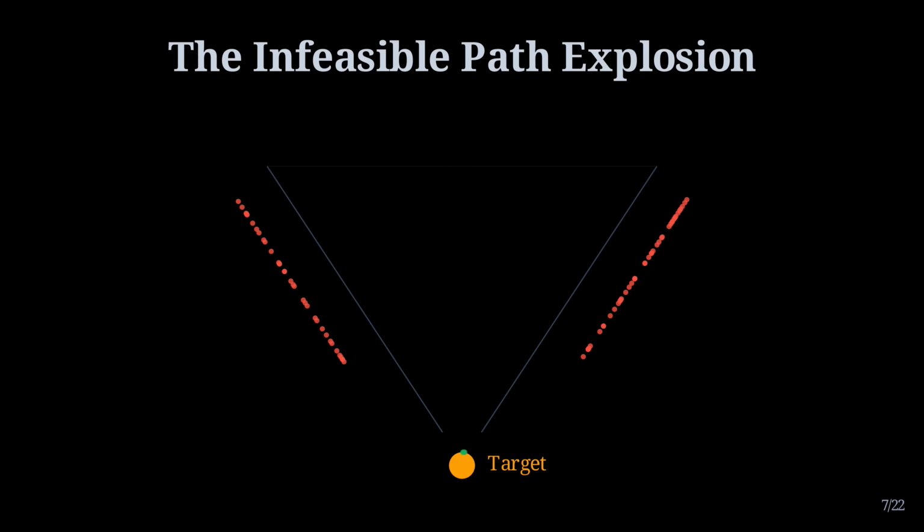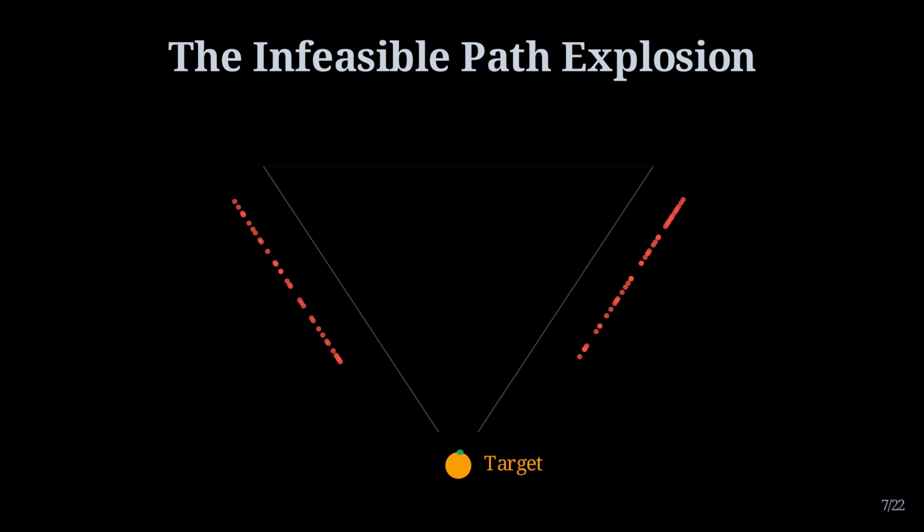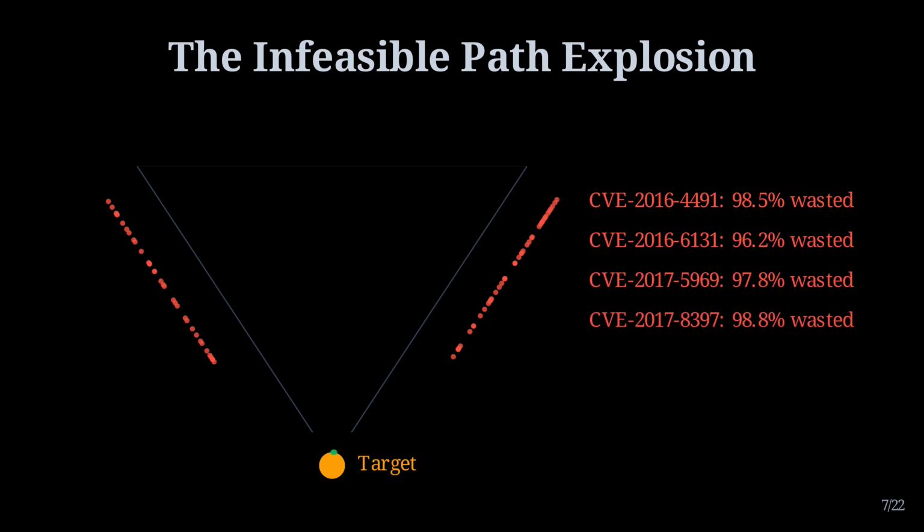They ran AFLGO for 24 hours on 4 real CVEs and tracked what fraction of executed paths were infeasible, meaning they had no possibility of reaching the target. The results are pretty stark. CVE 4491 shows 98.5% infeasible, 6131 96.2%, 5969 97.8%, and 8397 98.8%. Across the board, more than 95% of all computation was spent on paths that were completely useless.